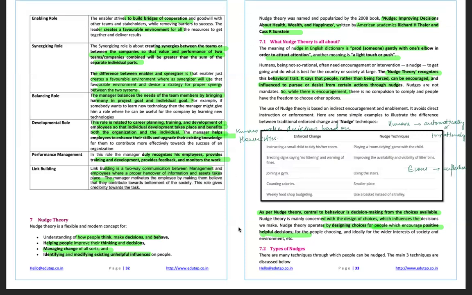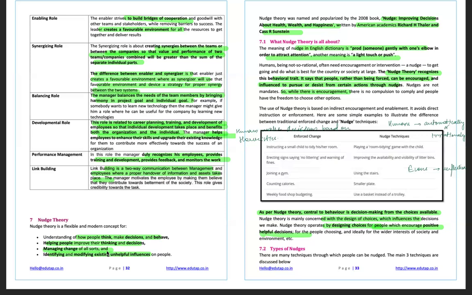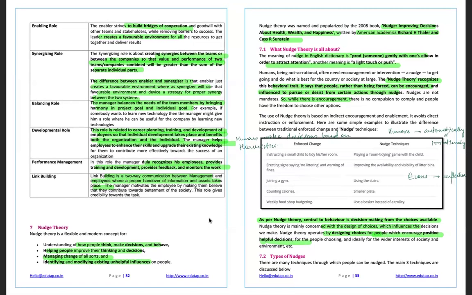Nudge theory. Nudge theory is a flexible and modern concept for understanding how people think, make decisions, and behave, helping people improve their thinking and decisions, managing change of all sorts, and identifying and modifying existing helpful influences on people. Nudge theory was popularized by the 2008 book Nudge: Improving Decisions About Health, Wealth, and Happiness by American academics Richard Thaler and Cass Sunstein. So what is nudge theory all about? The meaning of nudge in the English dictionary is to prod someone gently with one's elbow in order to attract attention.